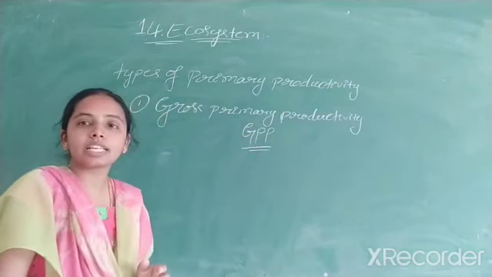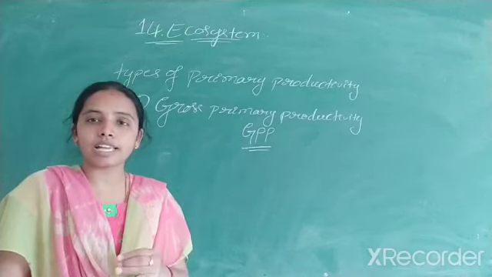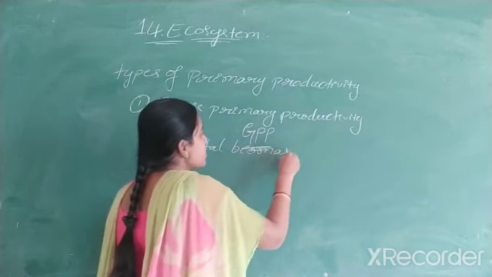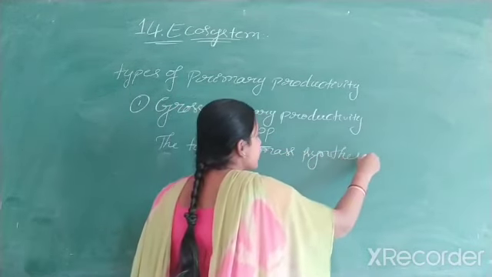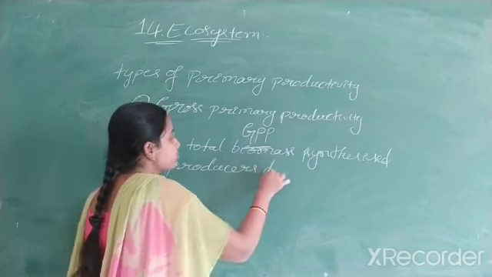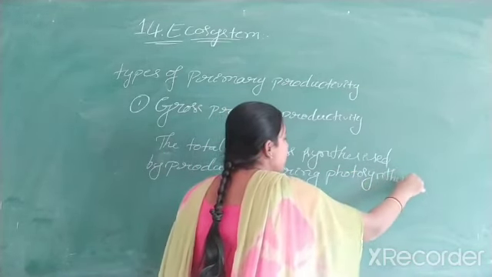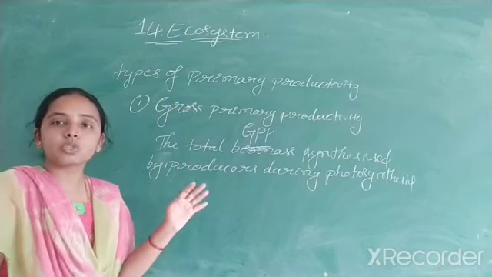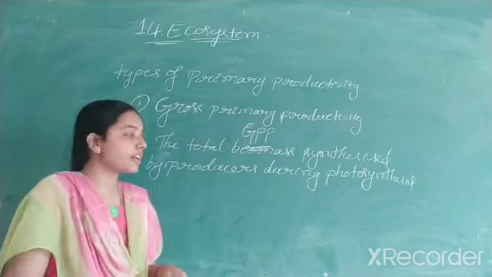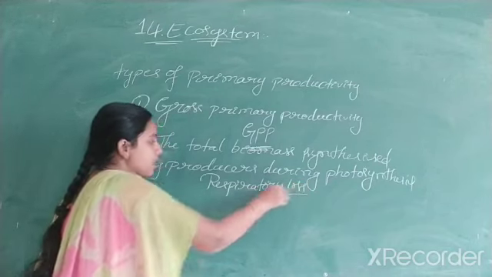So GPP means the total biomass that has been synthesized or produced by the producers during photosynthesis. This is called gross primary productivity. In gross primary productivity, plants use a small amount of energy during respiration. We call that respiratory loss.